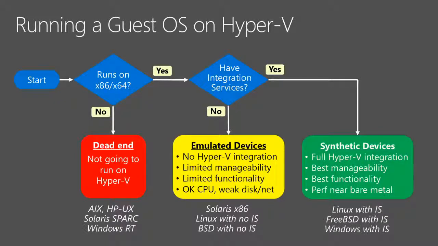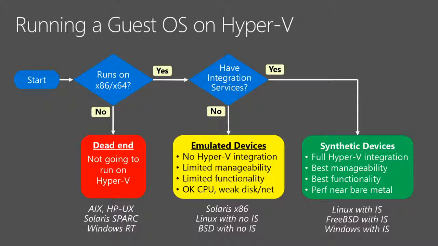The green category, of course, is where I have integration services. I can take advantage of the synthetic devices that Hyper-V presents that are designed to get high performance in a virtualized environment. I get that full management integration. I get performance, frankly, that's near bare metal when running in a virtualized environment. So that's Linux with integration services, FreeBSD with integration services. If you're running Windows as a guest on Hyper-V, there are Windows integration services working with those synthetic devices and giving you that performance.